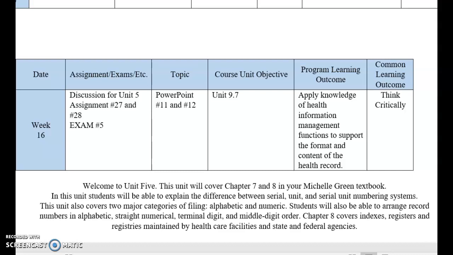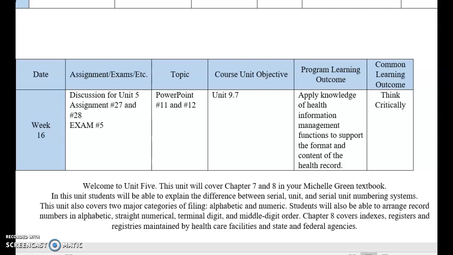Also, make sure you know the two major categories of filing, alphabetic and numeric. Students at this point should be able to arrange these numbers in alphabetic, numerical, terminal, middle digit order. And then Chapter 8 goes ahead, and this covers our indexes, registers that are maintained by the healthcare facilities.